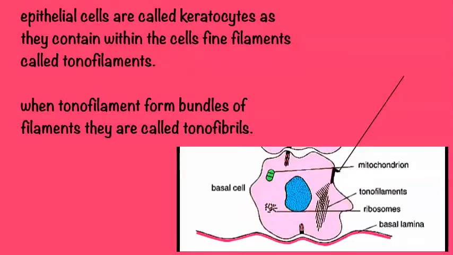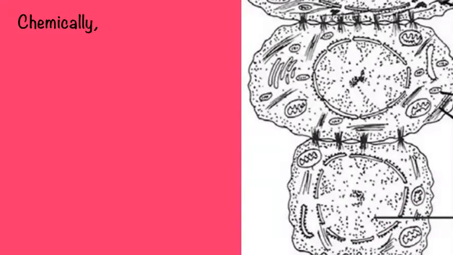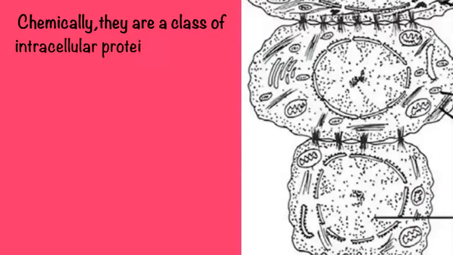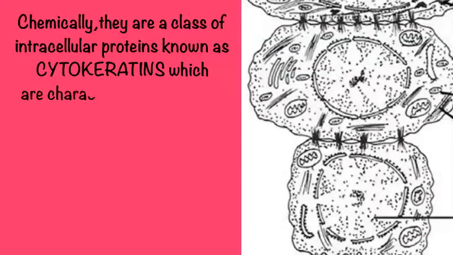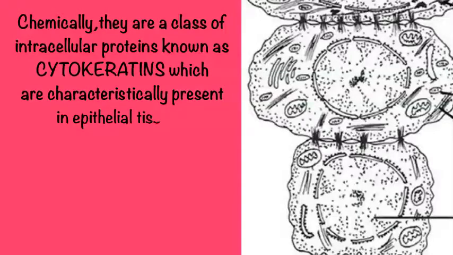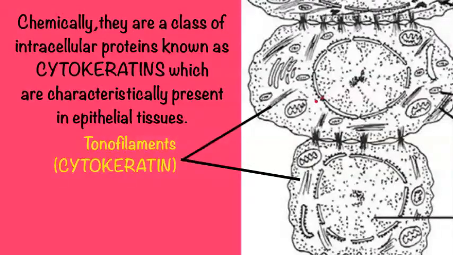This is the tonofilament. Chemically, the tonofilaments are known as cytokeratin, which are present within the cells. These are the cytokeratins, and they are present at the area where two cells are joining each other.